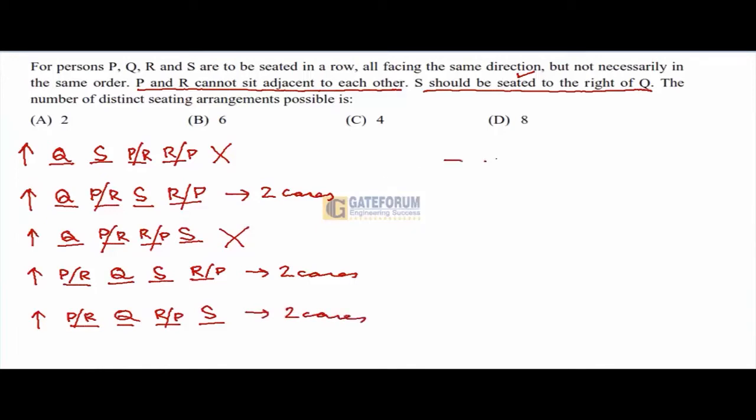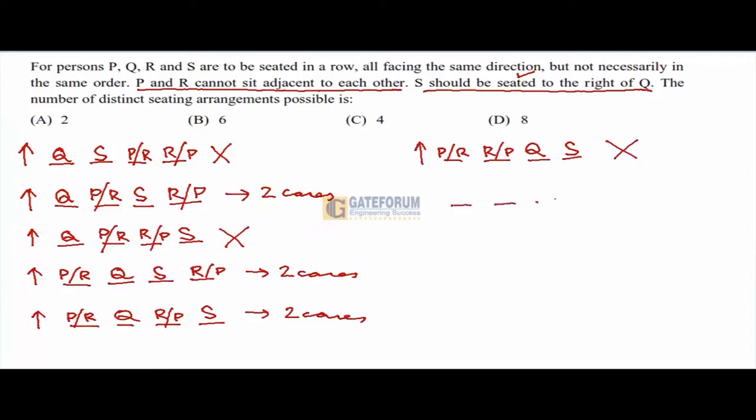Now another case. Let us now shift Q to the third position. So S will sit here because S sits to the right of Q. Then P will either sit here and hence R will sit here, or else R will sit here and P will sit here. But this case is not possible because P and R cannot sit adjacent to each other.